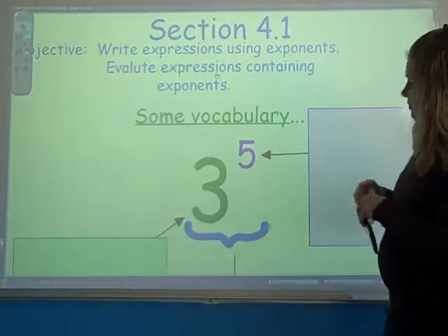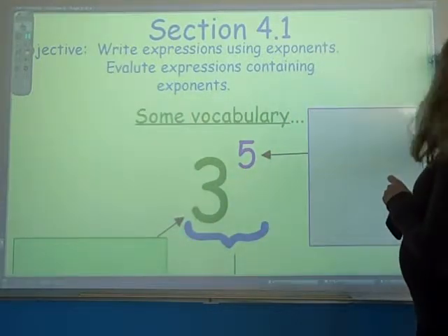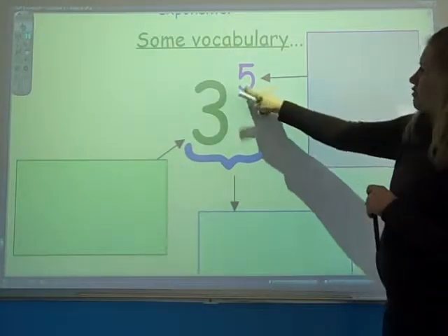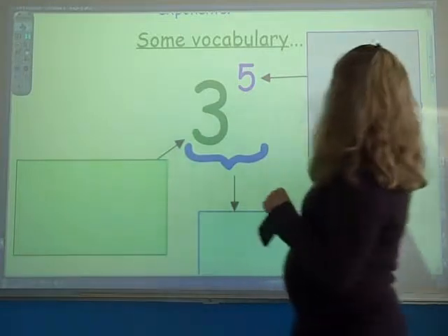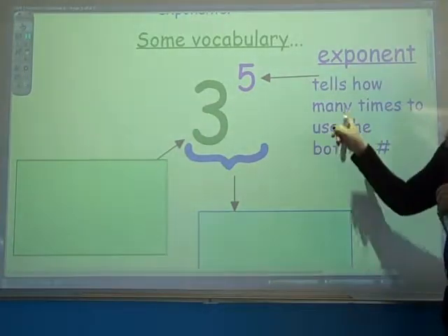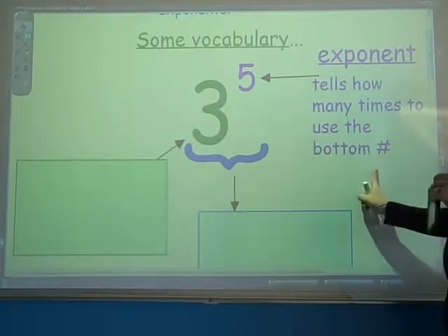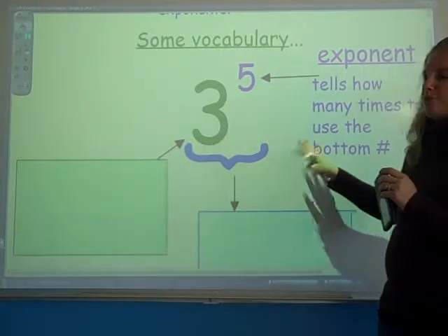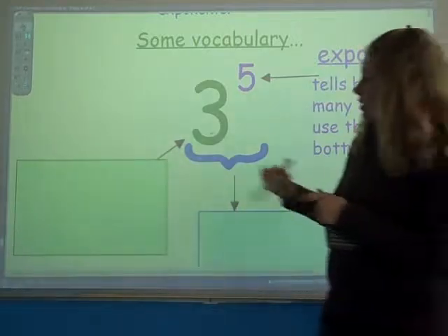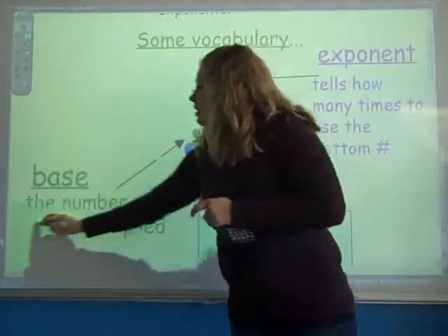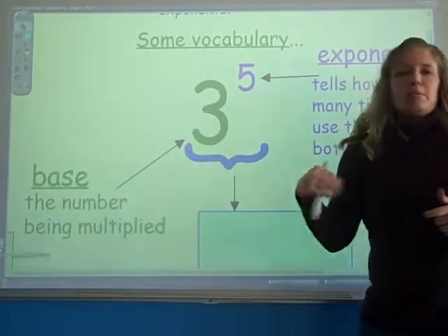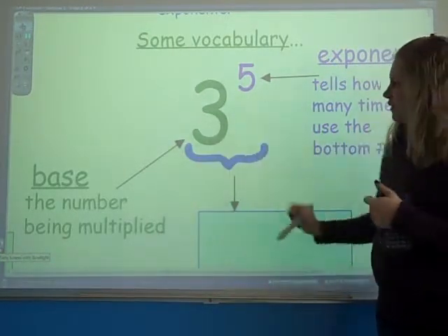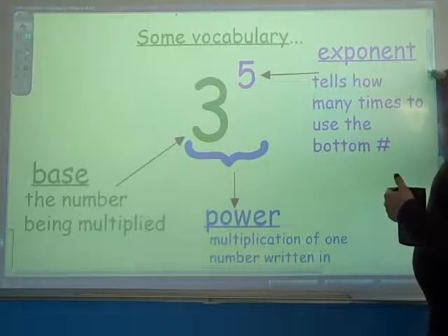So first, let's talk about some vocabulary. If we have this 3 to the 5th power, this 5 up here is called our exponent, and an exponent tells you how many times to use the bottom number. This would mean 3 times 3 times 3 times 3 times 3, 5 times. The bottom, this 3, is the base, the number that's being multiplied. And the whole thing, this 3 to the 5th, is called a power.